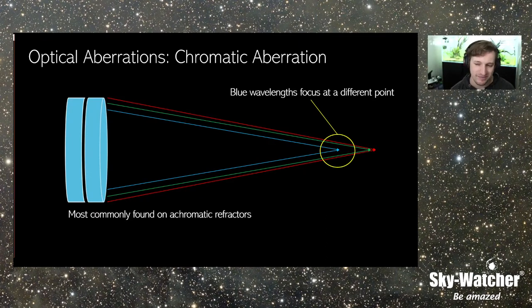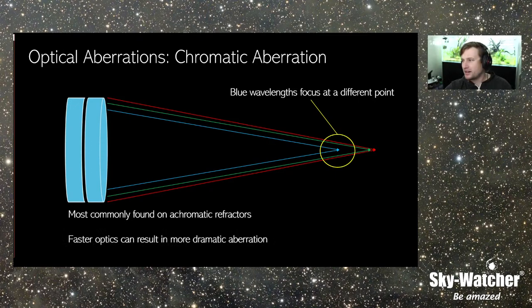So those are really just made for wide field, but that's the trade-off that you're getting. You're getting more aperture, you're getting this big refractor, but the trade-off is you're going to have some color to deal with on those bright objects.